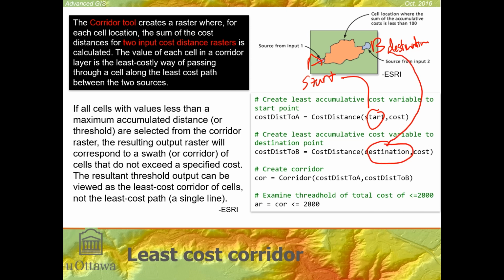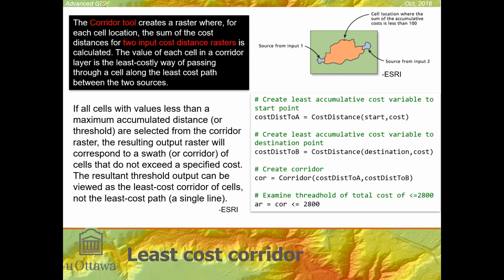To make the first cost distance surface, we just use cost distance with our start point, A, and then the total cost surface, cost. And that creates cost distance to A. Same for cost distance to B. Cost distance, our destination, which is B here, and then the total cost surface, which is the same for both of these. It must be the same to create a corridor.